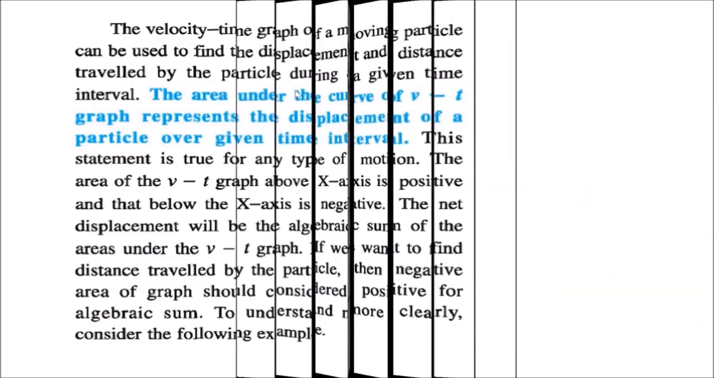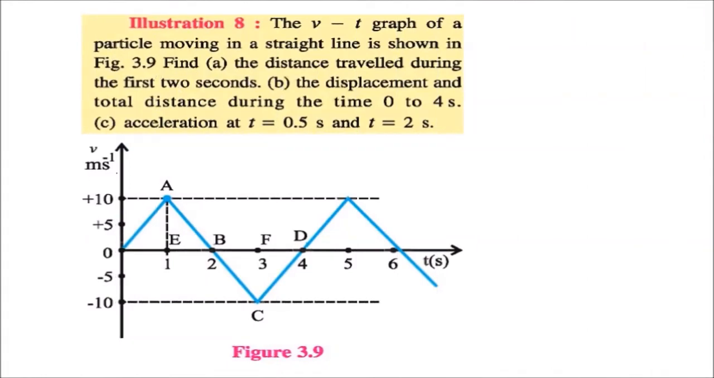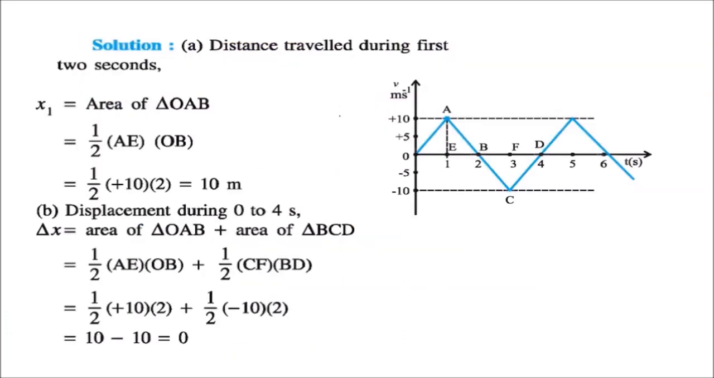First of all, as I said, we have to find out the area. For the first case, from 0 till 2, this is a proper triangle. So half into base into altitude. What is the base? Base is 2. Altitude is what? It is 10. See, from here to here it is 10. So half into base into altitude, half into AB into OB, which is the area of triangle OAB. And this is half into 10 into 2. 2 cancels out, it gives you 10 meters.